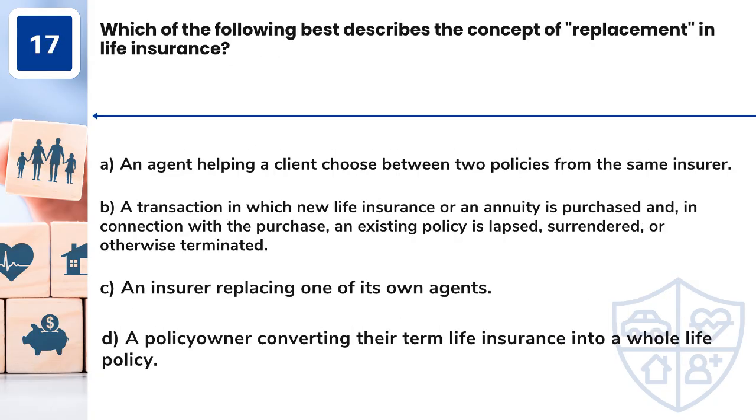Question 17. Which of the following best describes the concept of replacement in life insurance? A. An agent helping a client choose between two policies from the same insurer. B. A transaction in which new life insurance or an annuity is purchased and, in connection with the purchase, an existing policy is lapsed, surrendered, or otherwise terminated. C. An insurer replacing one of its own agents. D. A policy owner converting their term life insurance into a whole life policy.